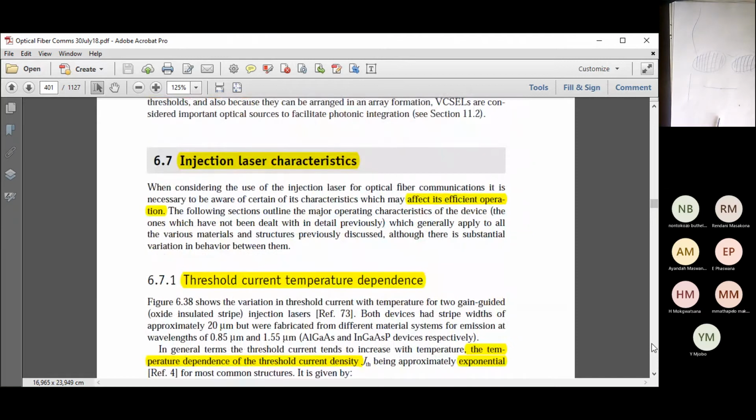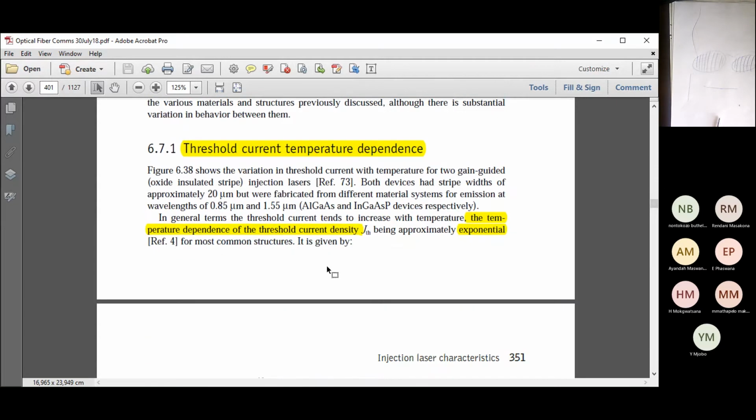Injection laser characteristics. What's good about the injection laser? People, the temperature dependence of the threshold current density. So there is a temperature dependence on the current.